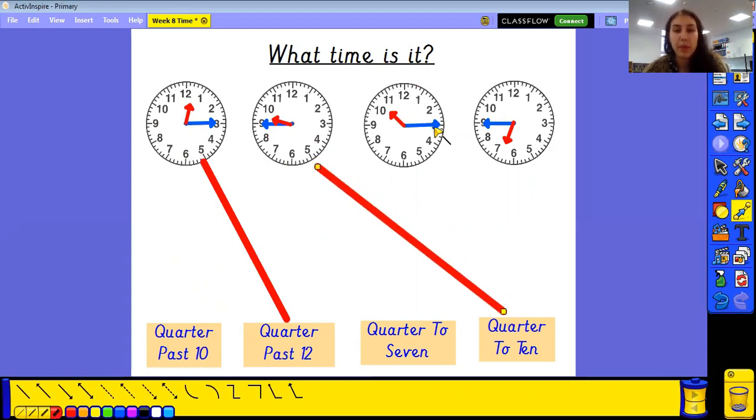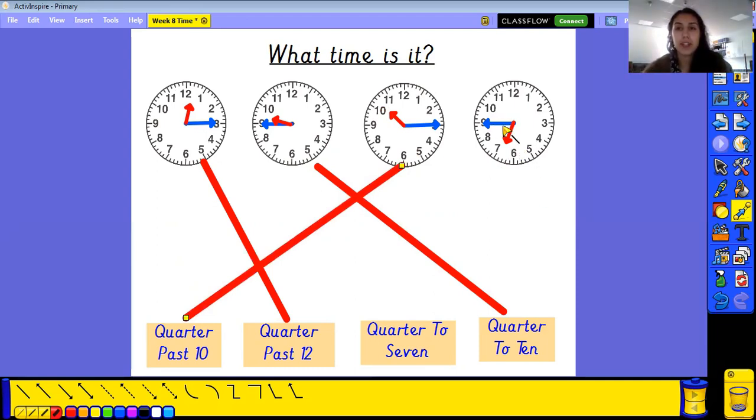Now this big blue hand is pointing to the 3. It is a quarter past. It's on that minutes past side. So quarter past. Where has it gone past? It has gone past the 10. So quarter past 10. And then this one, the blue hand is pointing to the minutes to side. So we say it's quarter to. And where is it going to? Our hour hand is going to 7. So quarter to 7.